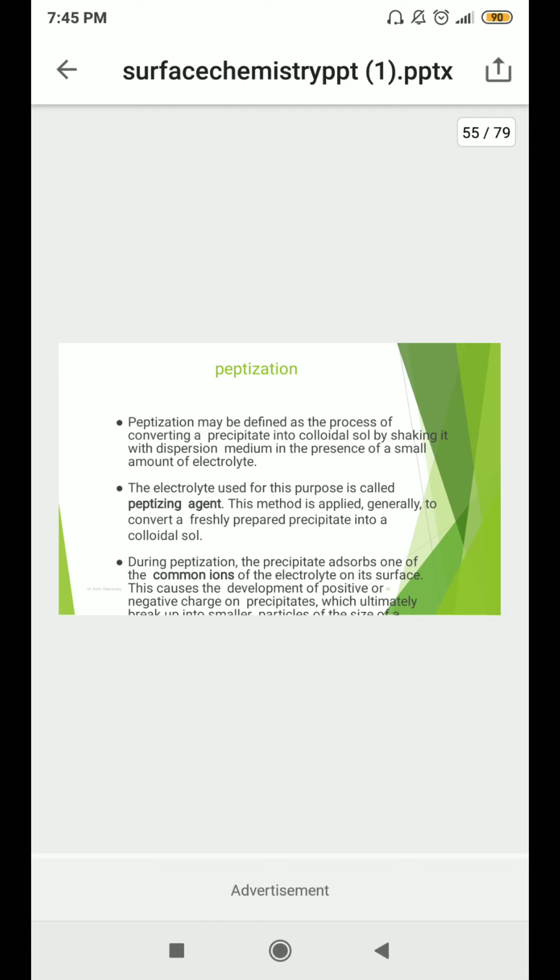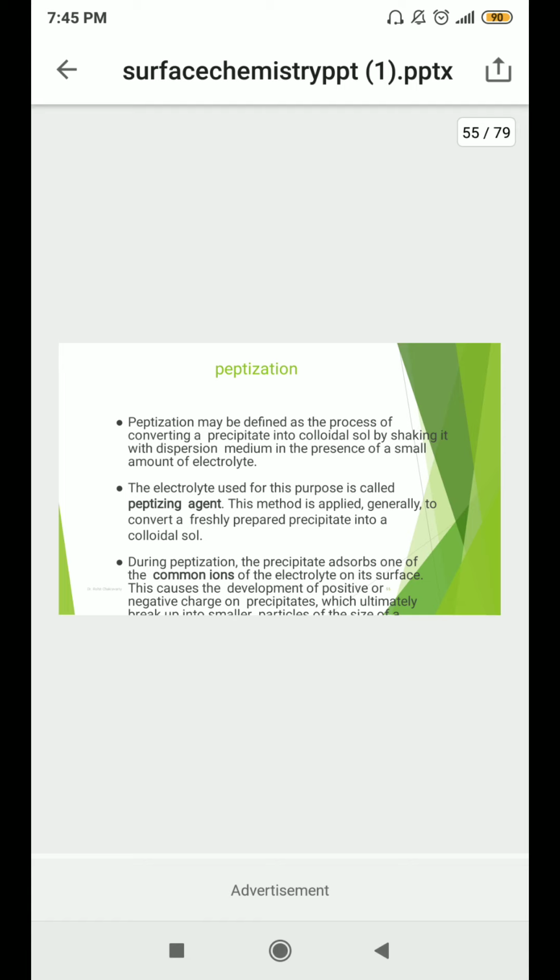So what is the important part over here? That there will be shaking in the dispersion medium, and the presence of electrolyte is very important. The electrolyte used for this purpose is called peptidizing agent. So the electrolyte plays a crucial role, which is known as peptidizing agent. This method is applied generally to convert a freshly prepared precipitate into colloidal sol. So what is important to remember is that the freshly prepared precipitate will get converted into colloidal sol.